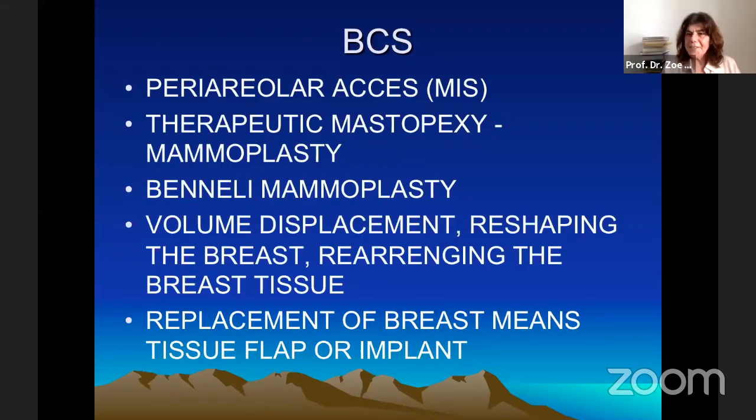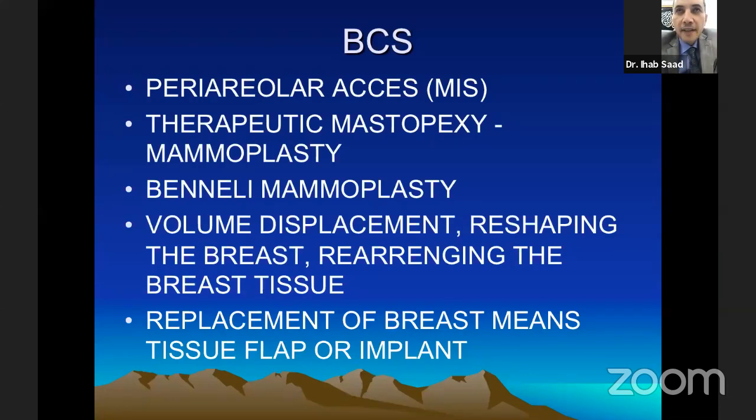I'd like to add to this. Thank you so much, Dr. Islam. Professor Zo, what about the axilla that was positive and turned into negative after upfront chemotherapy?